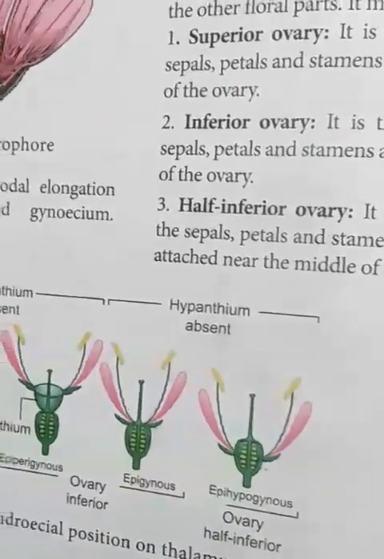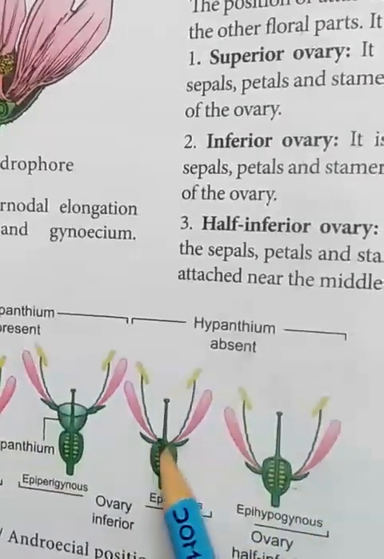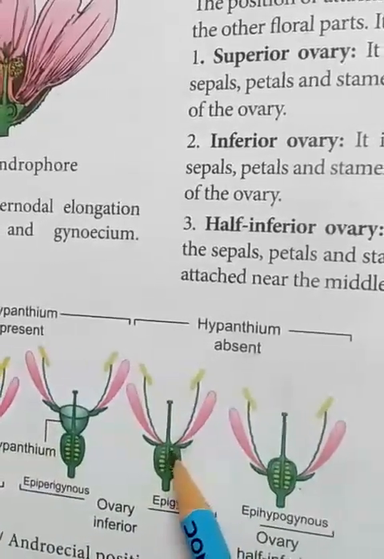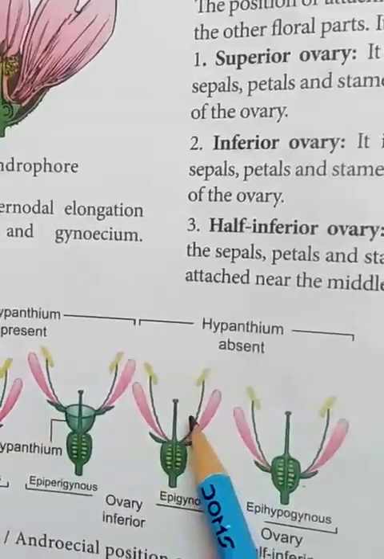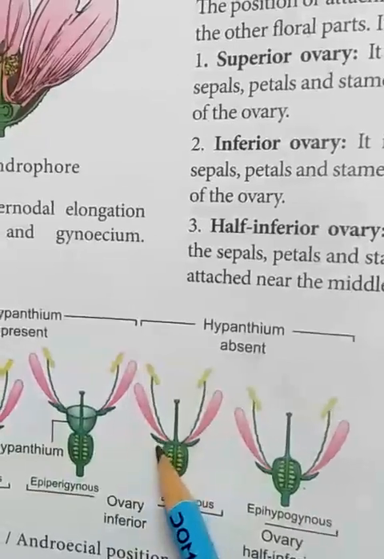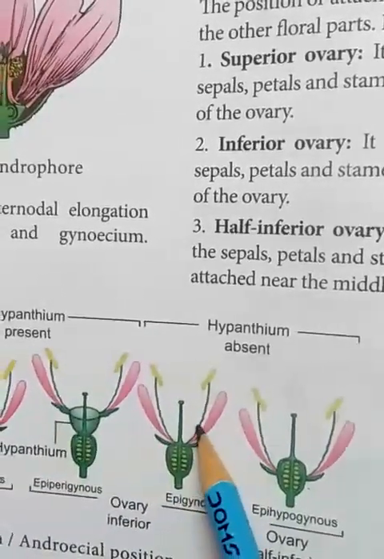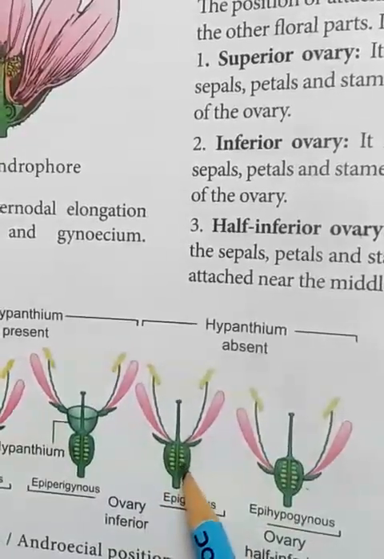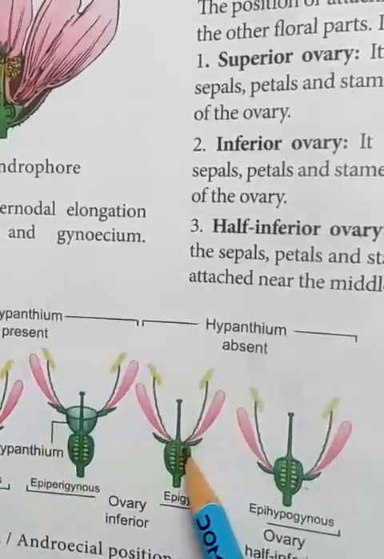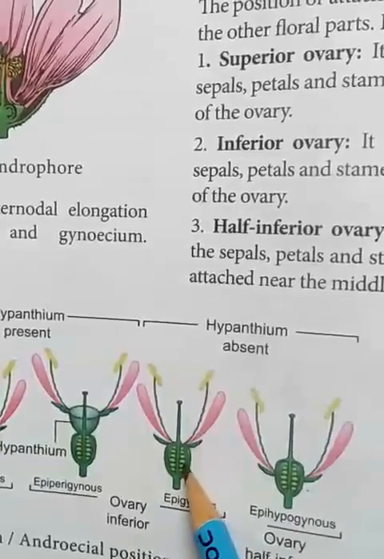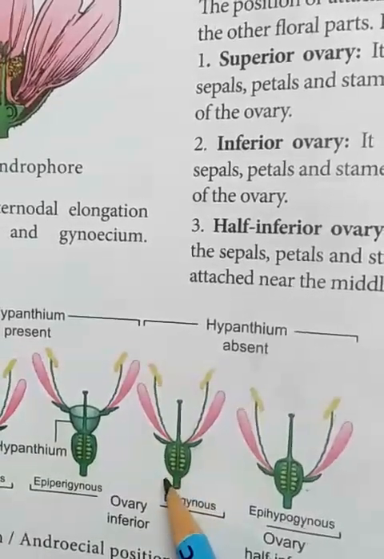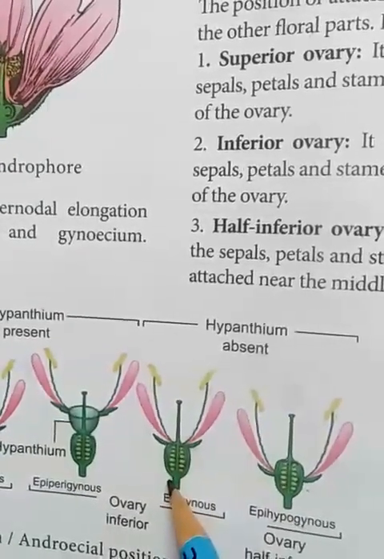Next is epigynous. Epigynous means the term is used for sepals, petals and stamens. They are attached at the top of the inferior ovary. So if the sepals, petals and stamens are present above the inferior ovary, the flower is said to be an epigynous flower. Example you can find in cucumber, apple, asteraceae, etc.